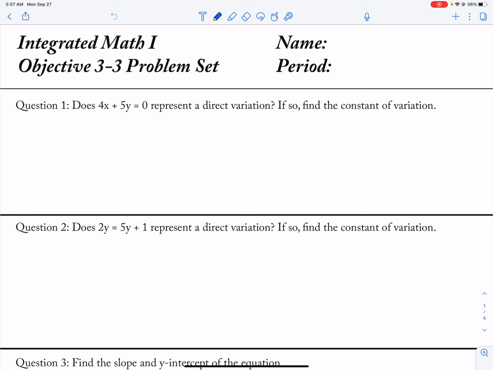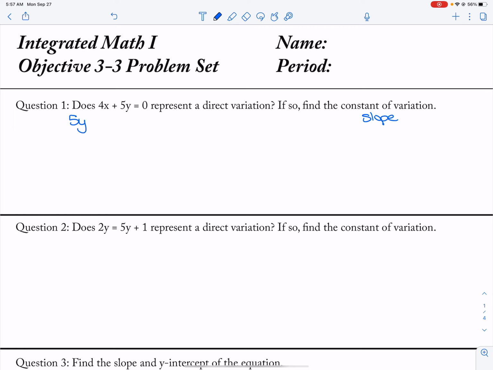Okay, so let's go ahead and take a look at this section. Does this represent direct variation? I'm going to make y by itself. And remember, if I have y by itself and I have nothing being added or subtracted to my x, then it is direct variation. The constant of variation is another way of finding the slope of a direct variation line.